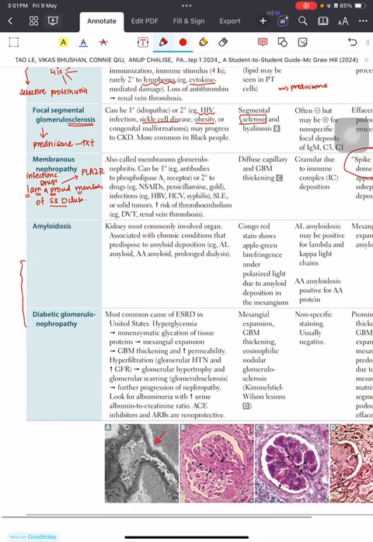Afterwards, I think we have amyloidosis and diabetic glomerulonephropathy left. So it's pretty simple. For amyloidosis, it can be simply with age or because of prolonged dialysis. And one thing that I think you all will be well versed with is that on Congo red stain you will have apple green birefringence, and that's basically the amyloid deposition.